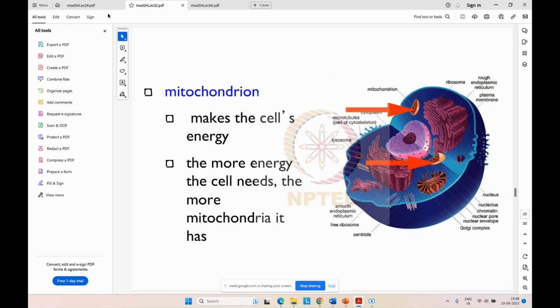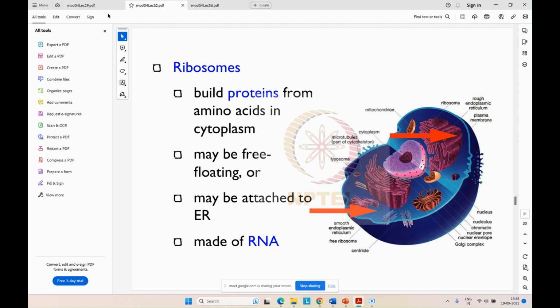Also, mitochondria has its own DNA, and we will be discussing that further on. There are ribosomes, which are also present in bacterial cells. These ribosomes are responsible for the translation of the RNA into proteins.